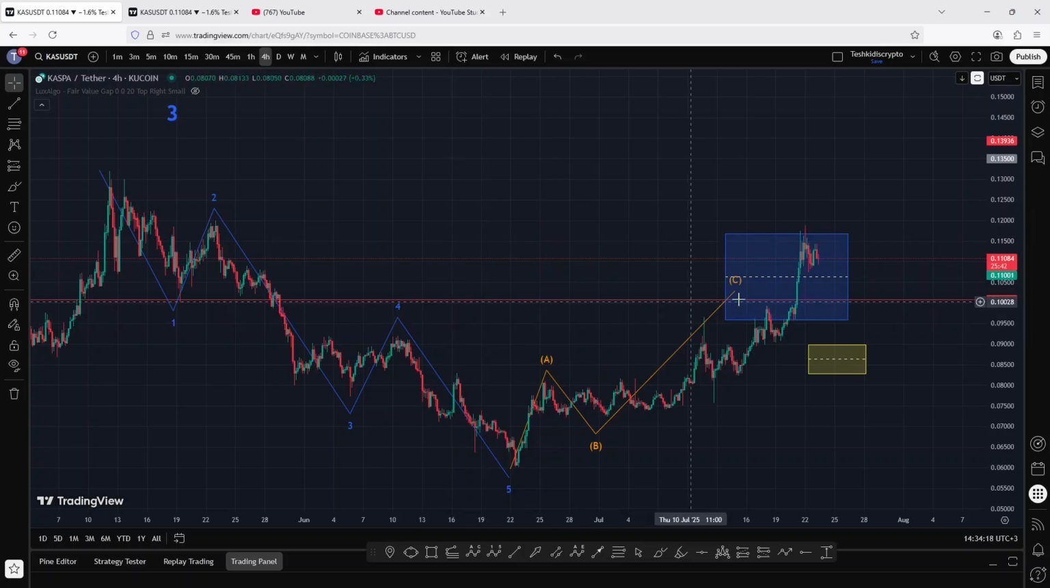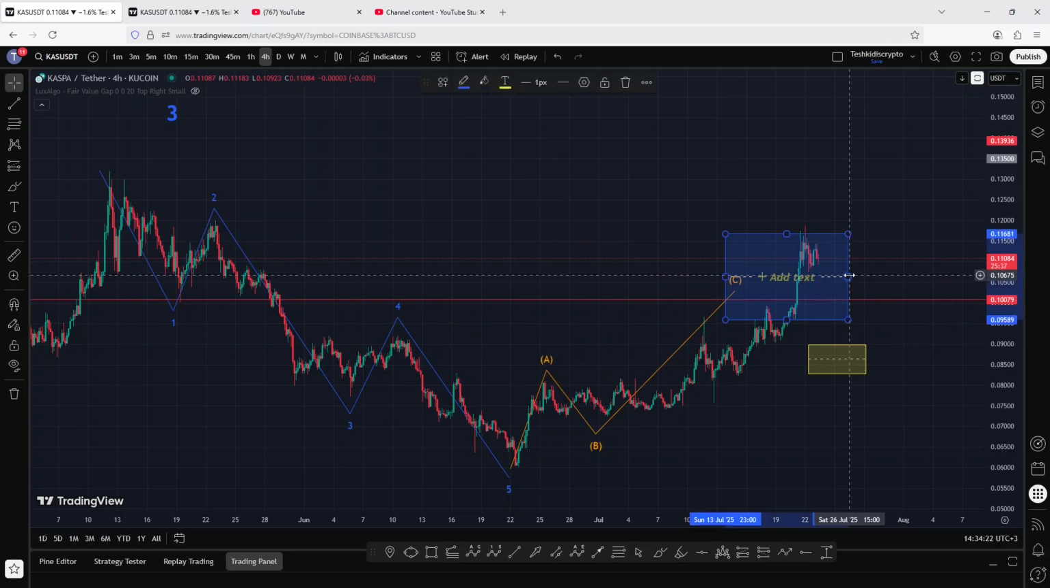Kaspa at the time of this recording is getting rejected within a key area of resistance that lies between the 0.11681 and the 0.09589, which is that blue target area. And on today's update video, I will be discussing the reasons why we need to break out of this target area to the upper side, and also give you the Fibonacci key areas of supports that you need to pay attention to in case we get rejected. So make sure that you stick around till the end of the video.